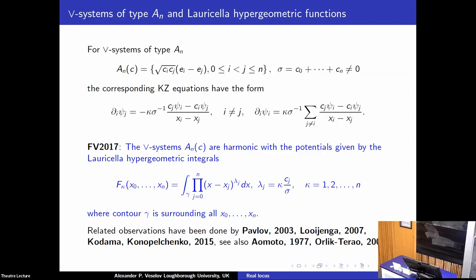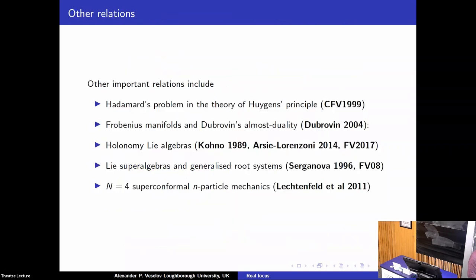You see, you have this hypergeometric type of integrals, and then they satisfy a certain equation, and this is the KZ equation, and this case is exactly the equation for Lauricella type hypergeometric integrals, and this was observed by many people. In particular, Maxim Pavlov, Kodama, Konopelchenko in the theory of integrable systems, or Lechtenfeld in the theory of hyperplane arrangements.